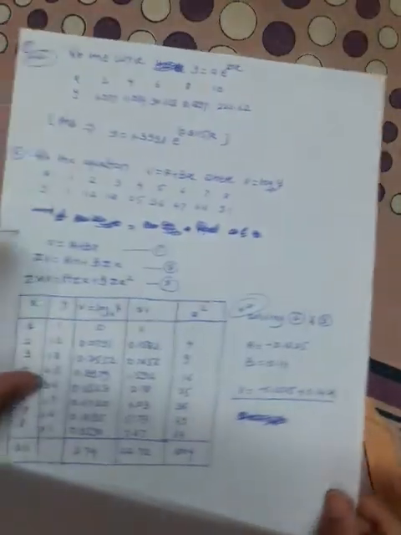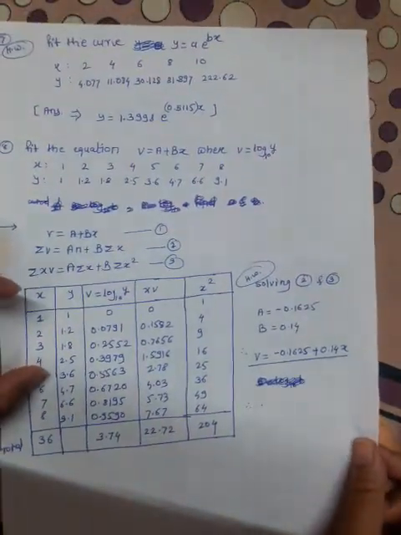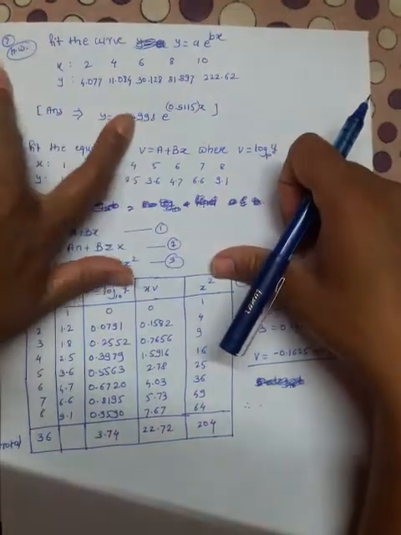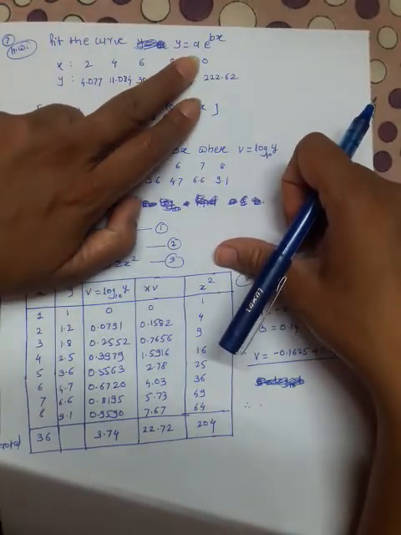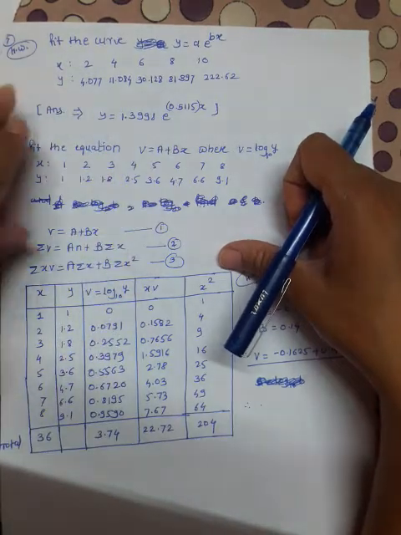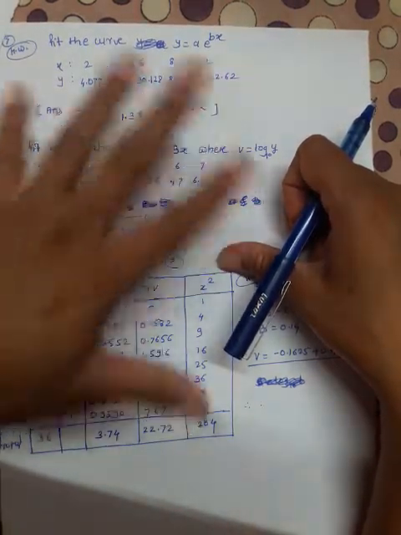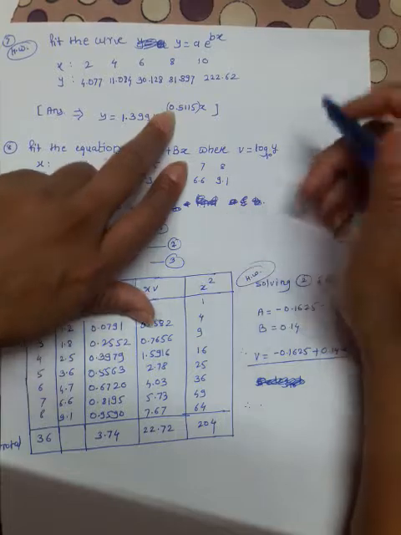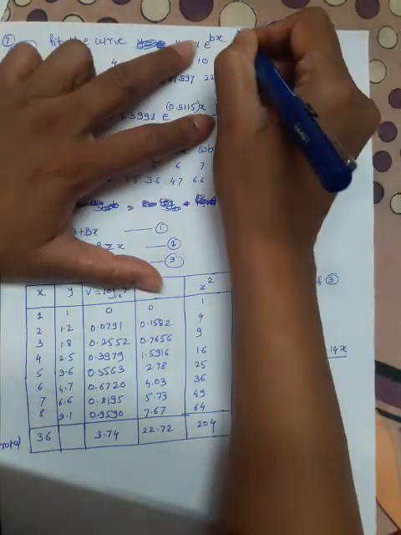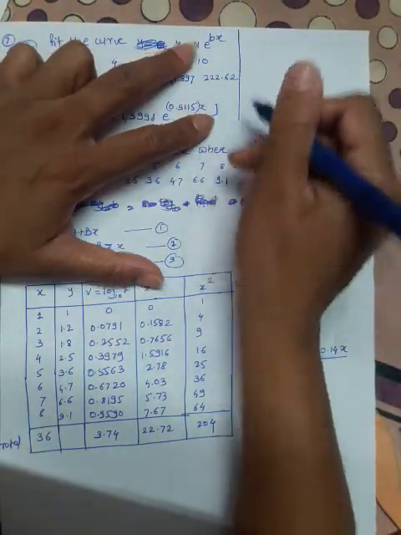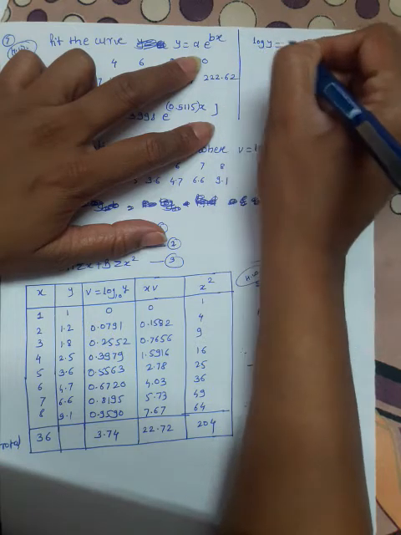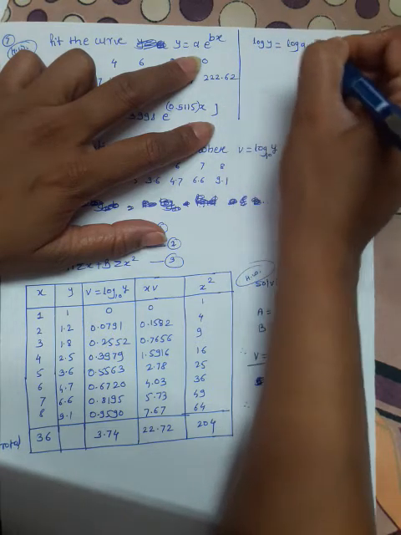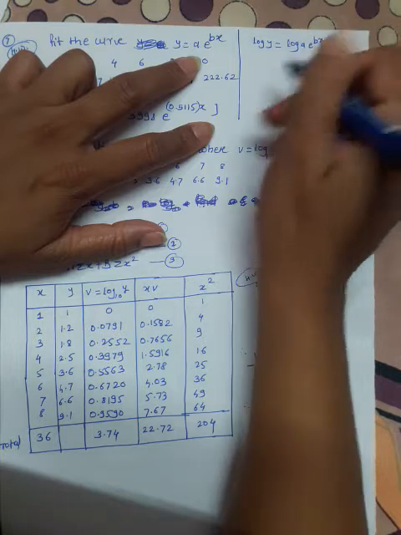Now let us see next. This is again homework. Fit the curve y is equal to a into e raised to bx. Now these are the x values. This is a straightforward question. Y is equal to this. What do we have to do again? Here I am going to solve a little bit. Taking log on both sides, log y is equal to log a e raised to bx.